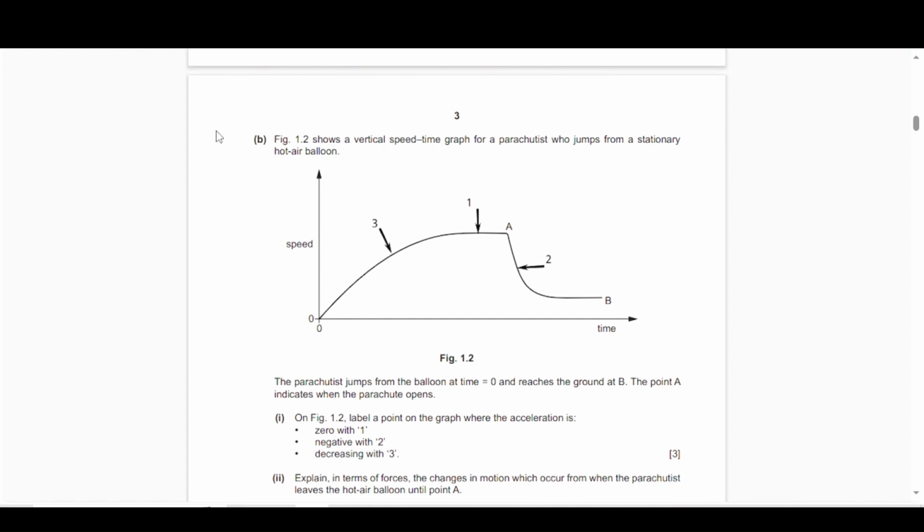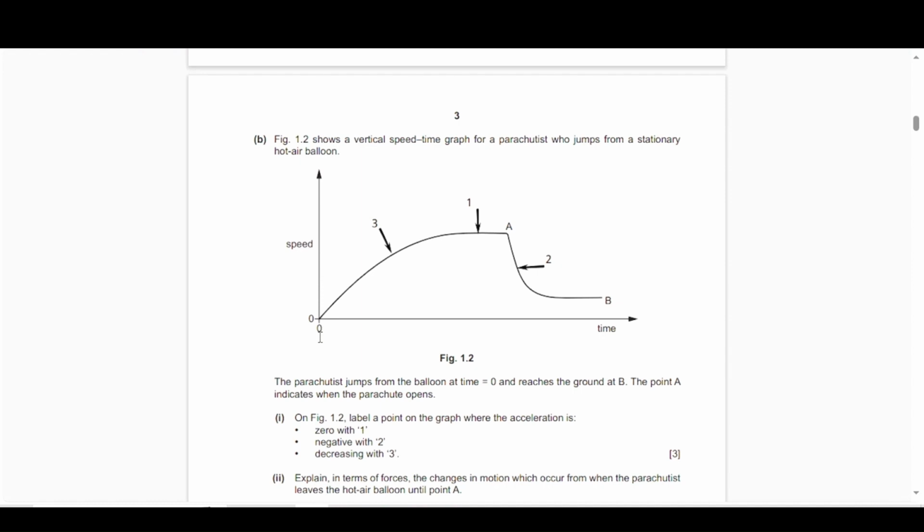If you want 0 acceleration, you've got to be traveling at constant speed, right? And constant speed happens around here because you've got a flat line with no gradient, and happens around here. So I've just selected this point there. So that's point 1. Apologies for the slightly misaligned arrow, but that is essentially point 1, this portion here. Negative with 2. If you want negative acceleration, you need a negative gradient. So there's only this point really with a negative gradient. So that is 2.